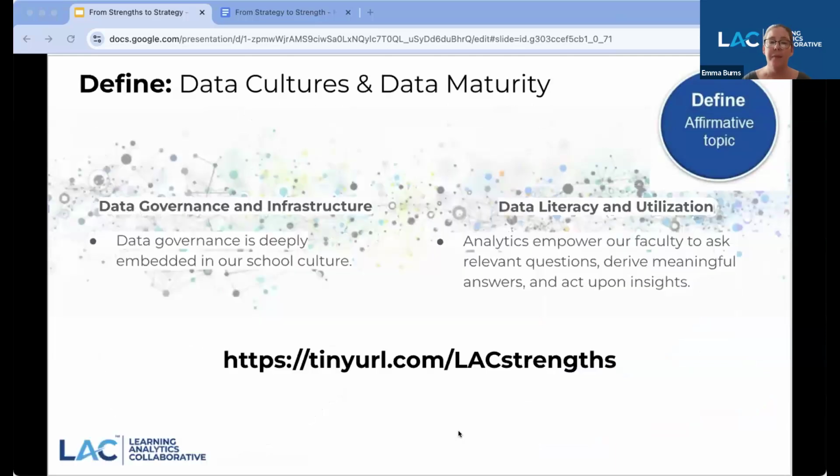And from there, I developed a list of evaluative statements. So I have two categories, the data governance and infrastructure, the foundation of what needs to be in place for your data culture. And then data literacy and utilization. So do the teachers and the faculty have the skills and the motivation to use that data? So I've put these data statements up here now.